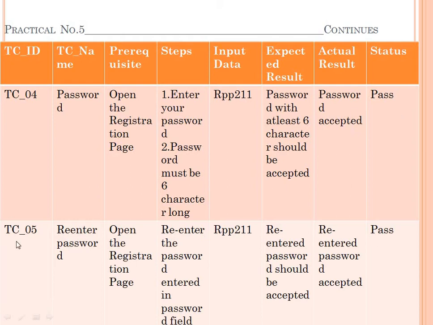Then test case 5 is the re-entered password. In every registration there is this option: the re-entered password must match the original password. The prerequisite is to open the registration page, then the step is to re-enter the password entered in the password field. The input data is RPP211, and the expected result is that the re-entered password should be accepted. The actual result is that it is accepted, then the status is pass.